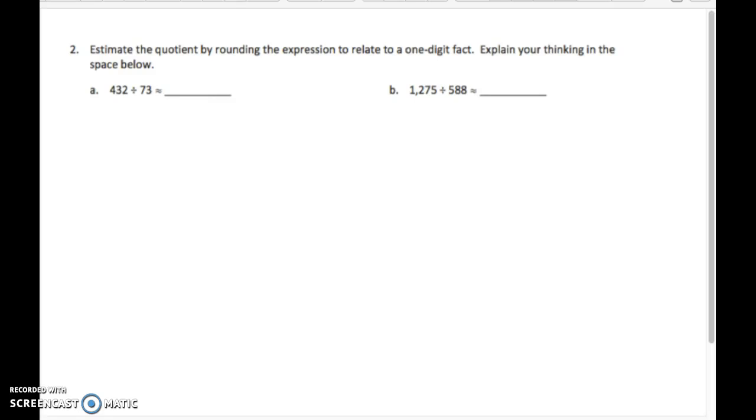All right, let's look at question 2. The directions tell us to estimate the quotient by rounding the expression to relate to a one-digit fact. Explain your thinking in the space below.